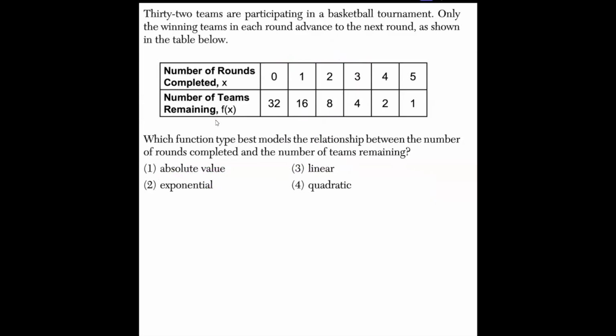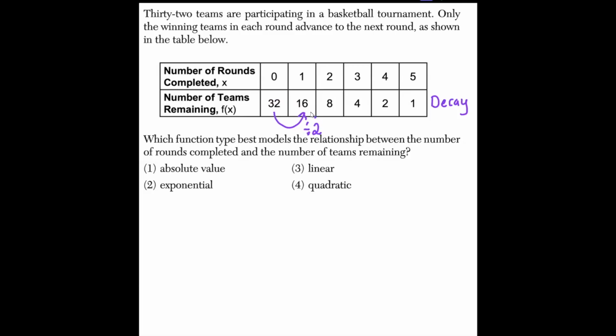How do I decide if it's exponential or not? I'm looking for a growth factor or a decay factor. Now, in this case, I know that these numbers are getting smaller. I know that they're decaying. So from 32 to 16, the question is, what would I multiply by? Or sometimes it's easier to think about it as division, because division and multiplication are intertwined. But to get from 32 to 16, I'm cutting it in half.